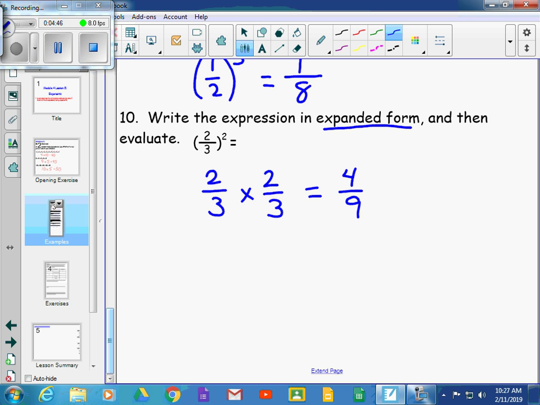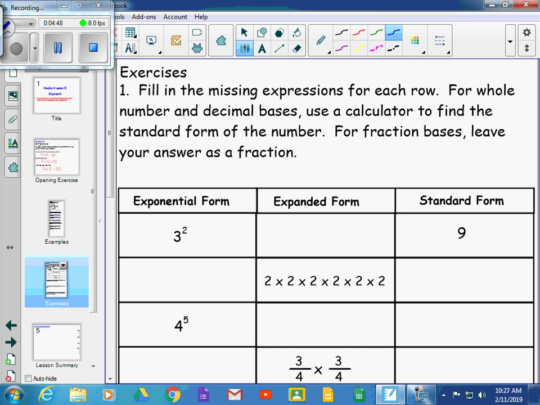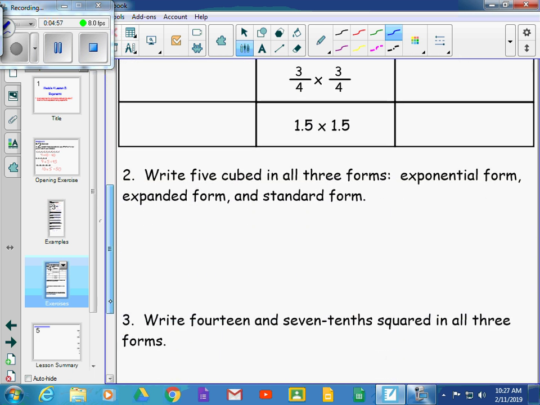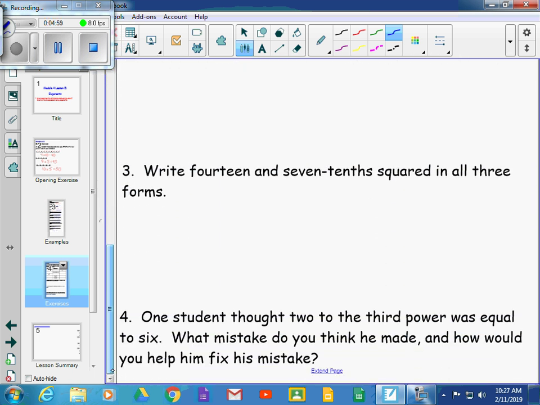Now what I would like you guys to do is individually complete the following exercises. I would like you to do the table. I would like you to do number 2, 3, and 4. And then when you're finished, you can check yourself with the student notes that I have provided. When you're finished with that, you can ask for the exit ticket.